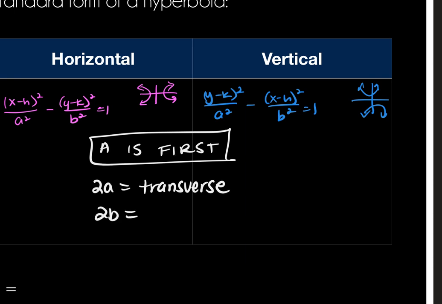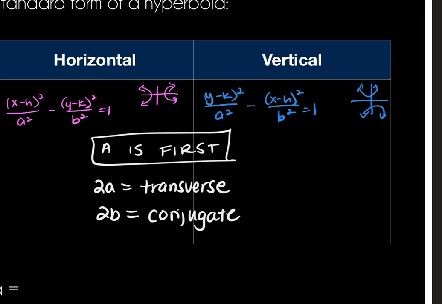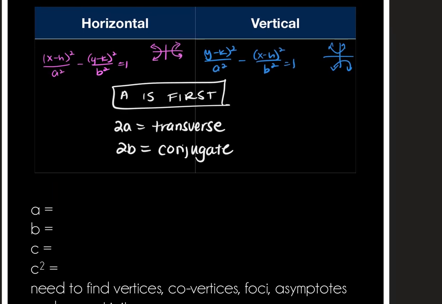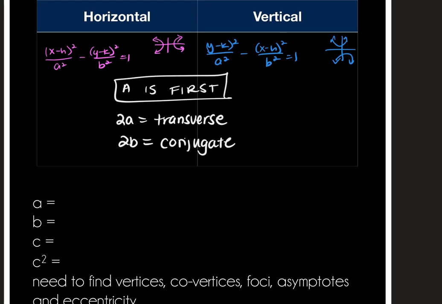And 2b is called your conjugate axis. So that would show up like if I gave you information about the hyperbola and you had to find the equation, I could say the transverse axis is 16 and that means your a is 8. That's how you would see that show up. I'm going to come back and add the asymptotes in there under that, but a, b, and c are exactly the same.